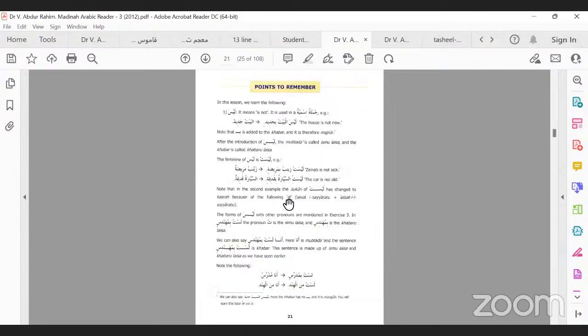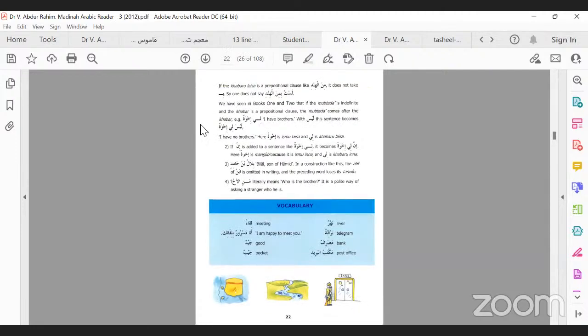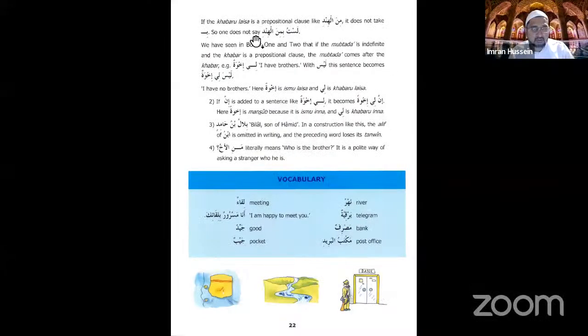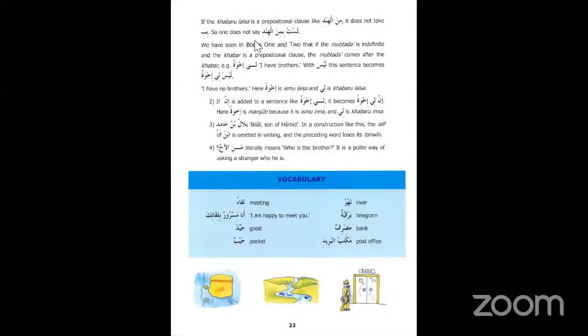Assalamu alaikum. Alaikum Salam. Page number 22. What do you want me to read? The Khabaru Laysa? Yes. If the khabaru laysa is a prepositional clause like min al-Hindi, it does not take bi, so you do not say lastu bi min al-Hindi. We have seen in books 1 and 2 that if the mubtada is indefinite and the khabar is a prepositional clause, the mubtada comes after the khabar.